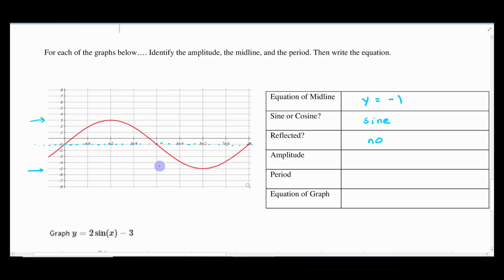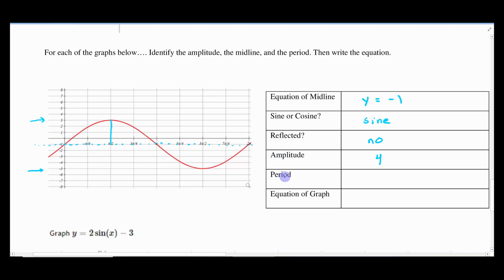The amplitude is the distance from the midline to a peak. So if I look here, I can draw in that distance and then just count it out: 1, 2, 3, 4. So we have an amplitude of 4. And don't forget that the amplitude is always a positive number. It's a distance, so it's never going to be negative.